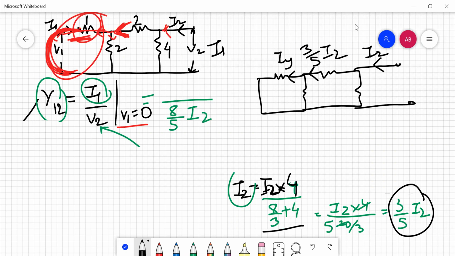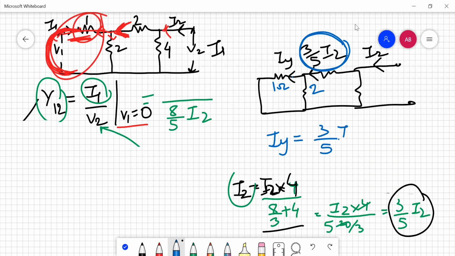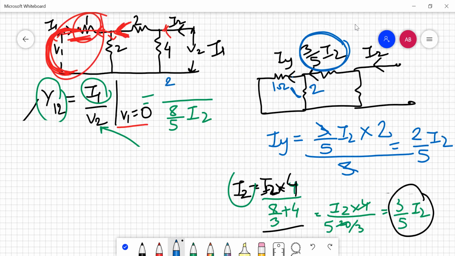So this current is the one that is coming to this branch. Now we need to calculate the value of IY that is coming in the 1 ohm branch. Taking this as the total current entering these two parallel branches, we define IY as total current 3 by 5 I2 multiplied by the opposite branch resistance, that is 2, divided by the sum of the two resistances, that is 1 plus 2, that is 3. Now this 3 and 3 cancel out and I am left with 2 by 5 I2. So let's put the value in this.